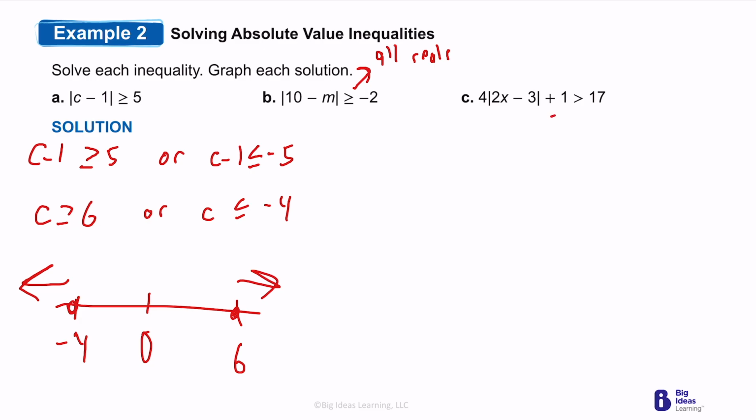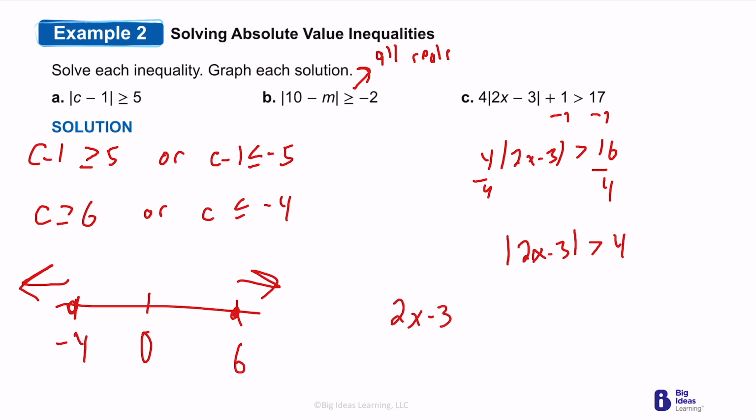All right, third one, a little bit of work first. So we're going to subtract 1. That gives you 4, absolute value, 2x minus 3, greater than 16. We're going to divide by 4. So absolute value, 2x minus 3, greater than 4. So we're going to do 2x minus 3 is greater than 4, or 2x minus 3 is less than -4.